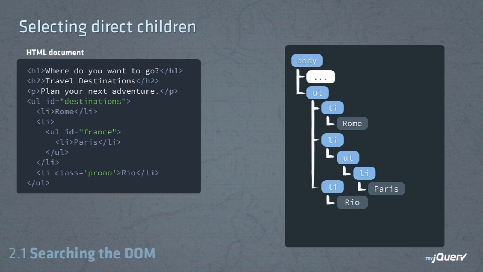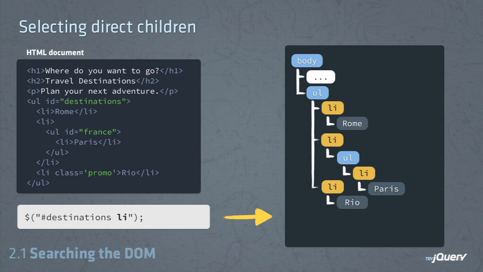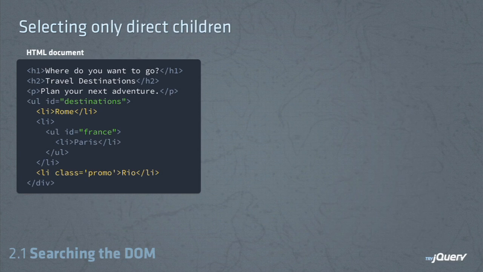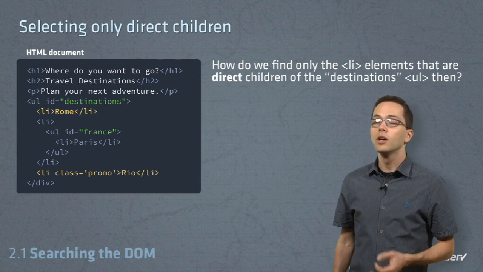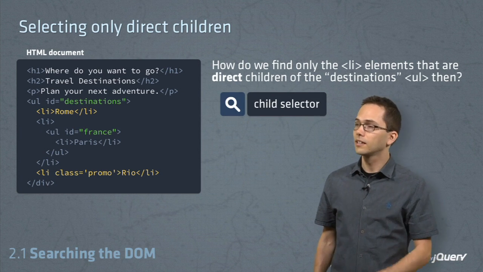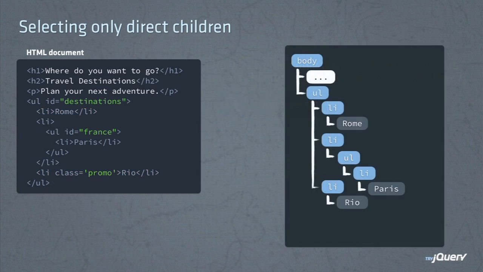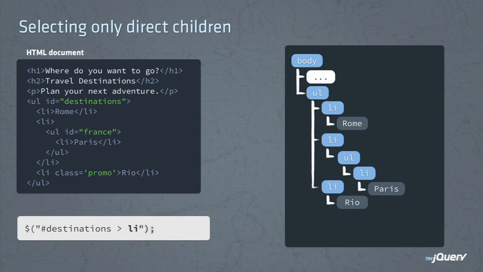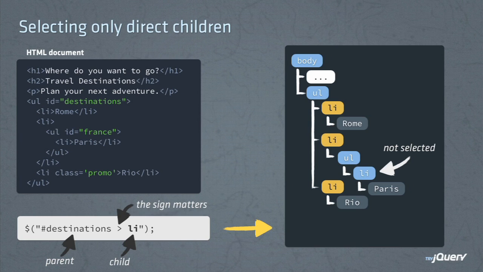If we use #destinations space li like before, it selects all of the list items underneath that UL, which is not what we want. In order to find only the direct children, we need to use the child selector. Let's see what that looks like. To select the direct descendants, we specify #destinations, then we use the greater than sign, and then li. You'll see in the DOM that that Paris list item does not get selected because we're only going after the direct descendants. #destinations is the parent here, the child here is li, and that greater than sign is what tells jQuery that we're looking for the direct descendant.